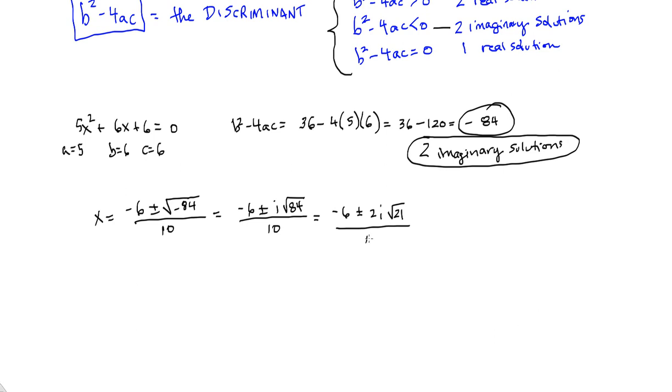Okay, that's over 10. So the first step is always to simplify your radical, and then your second step is to reduce if you can. If all of my whole numbers have a common factor, this can be reduced. And I hope you can see that yes, it can. They're all divisible by 2. So negative 3 plus or minus i radical 21 over 5. I have two complex solutions to that problem. Negative 3 plus i radical 21 over 5 and negative 3 minus i radical 21 over 5. That finishes up our unit on complex numbers. Thanks.